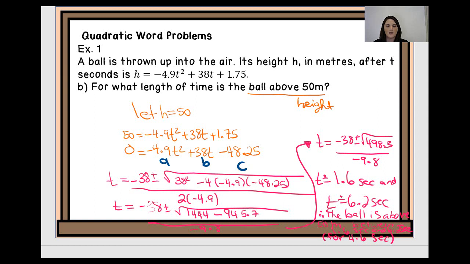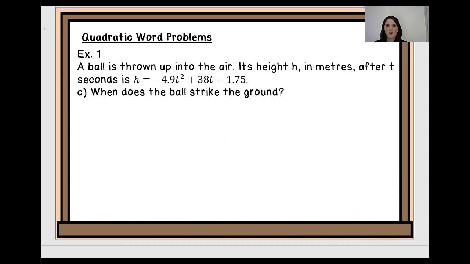Okay, let's look at part C. When does the ball strike the ground? So we're looking for the 0. So we're going to let the height equal 0, and we're going to use the quadratic formula to help us find our root.